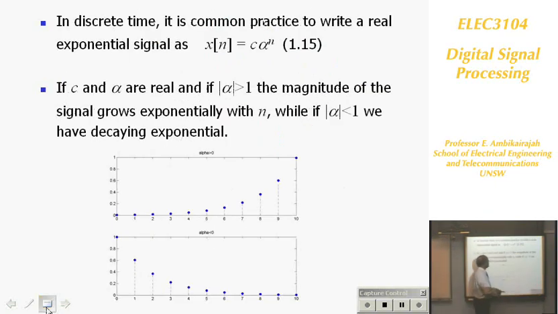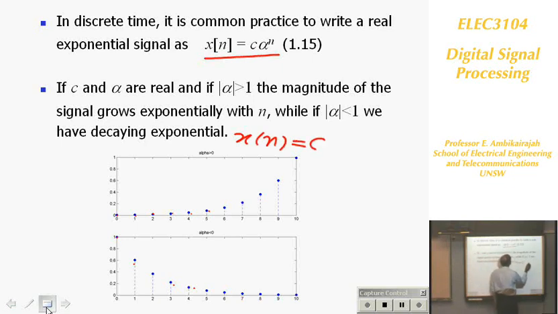So if you take a discrete sinusoid or exponential signal, they will look like this, same as the analog but at discrete values. Or decaying, same thing but discrete. The equation is the same. x[n], as I said to you, is equal to C alpha to the n. Alpha is any value.